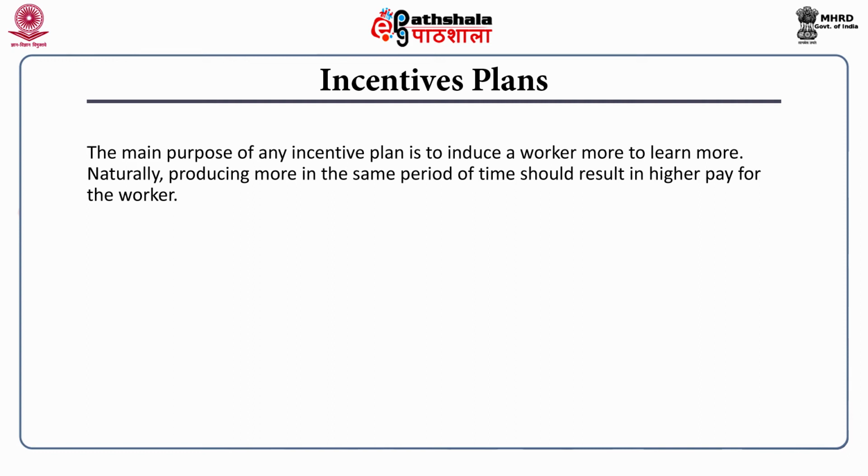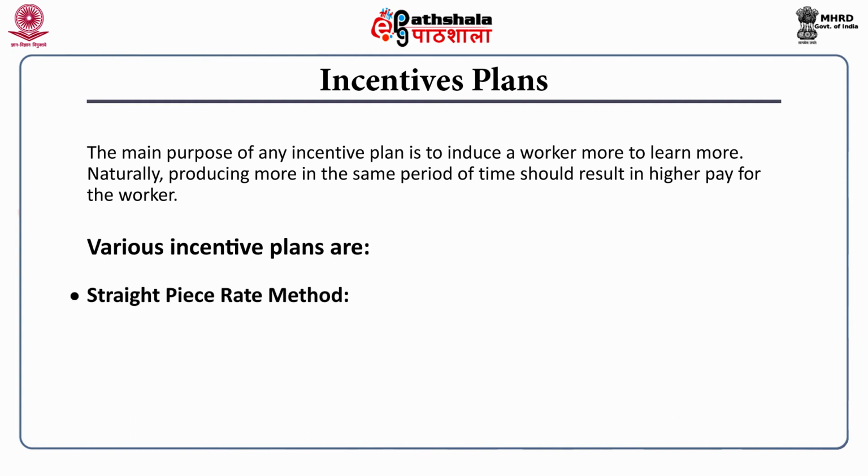Naturally, producing more in the same period of time should result in higher pay for the worker. Because of the greater number of units produced, it should also result in lower cost per unit for fixed factory cost and also for labor cost. There are certain incentive plans which are practiced in various organizations. These are the straight piece rate method, flat time rate method, Rowan premium bonus plan, Halsey premium bonus plan, etc.